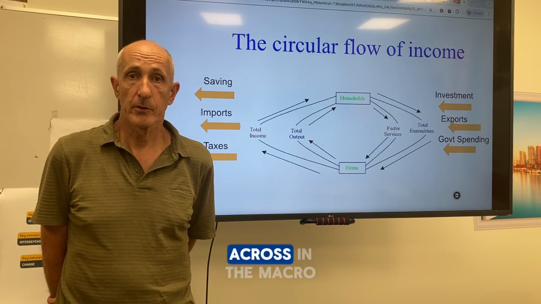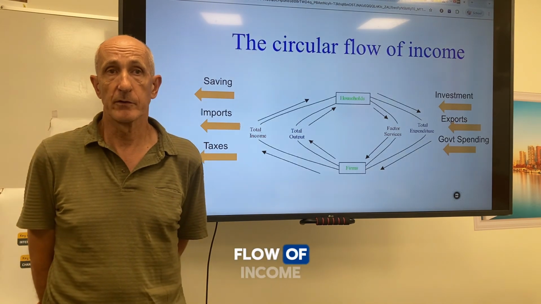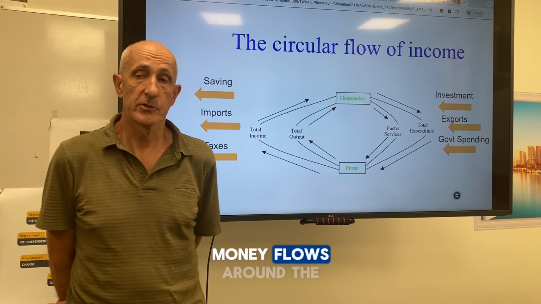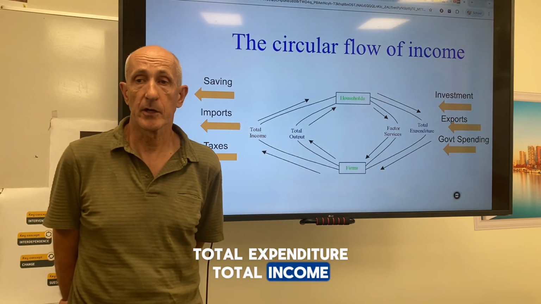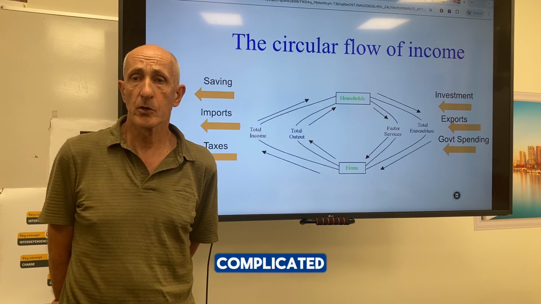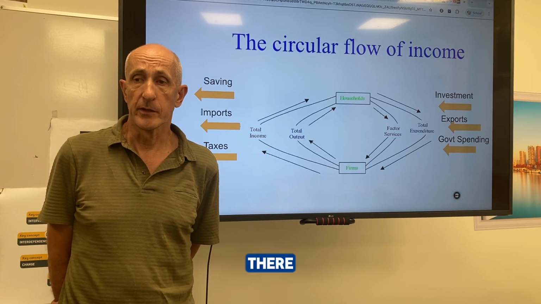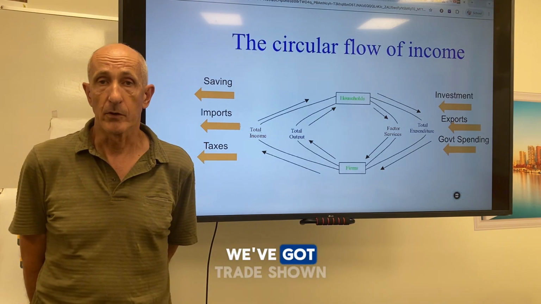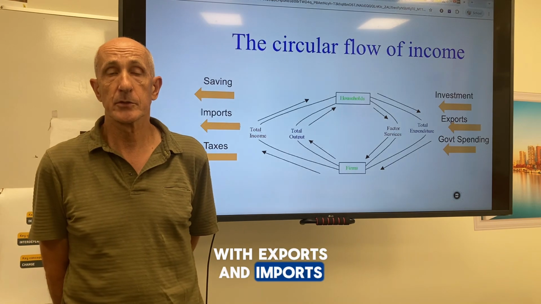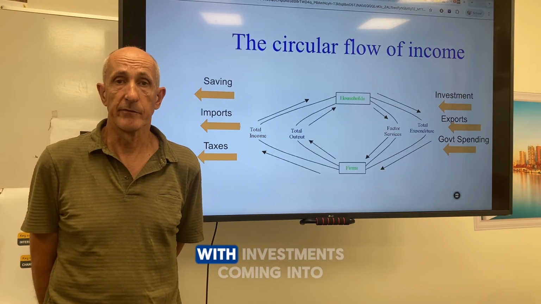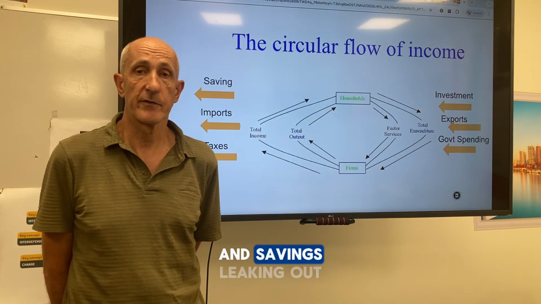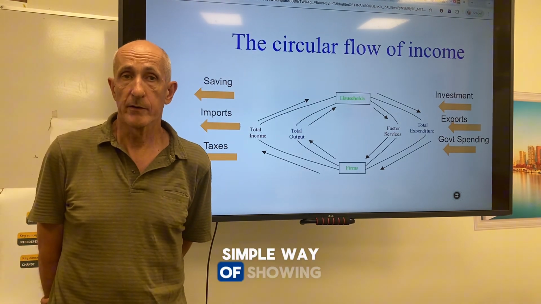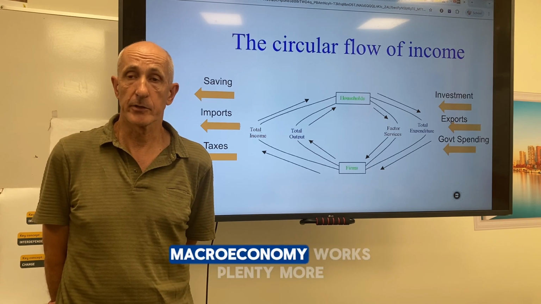Another model that you'll come across in the macro economy is the circular flow of income. Here it is here. It shows how money flows around the economy, total expenditure, total income, households and firms. You can make it more complicated with the government in there. We've got government spending as an injection and taxes leaking out. We've got trade shown with exports and imports. We've got the banking system as well, with investments coming into the model and savings leaking out of the model. So this is a simple way of showing how a very complicated macroeconomy works.